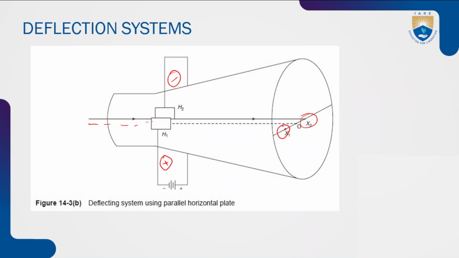Like this, the electron beam spot varies horizontally from left to right or right to left, with the help of the polarities we are connecting to the deflection system. So this is called the horizontal deflection system. With the help of this horizontal deflection system, we can produce the electron beam spot horizontally from left to right or from right to left.